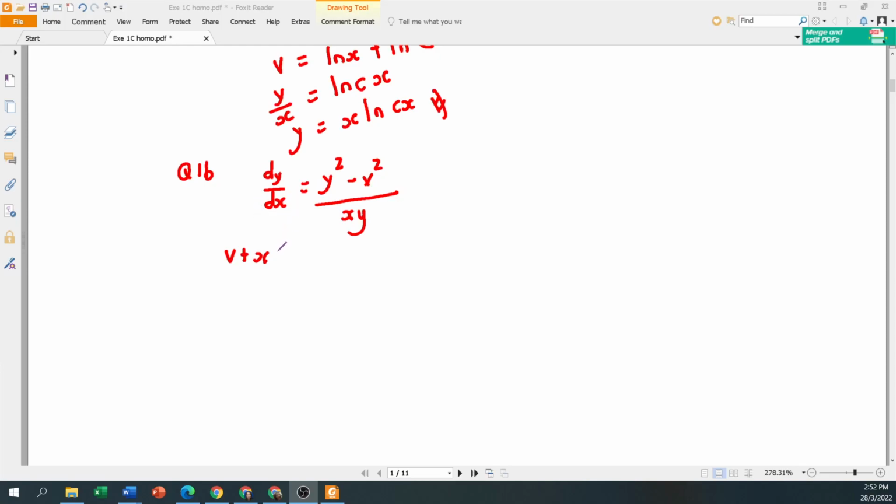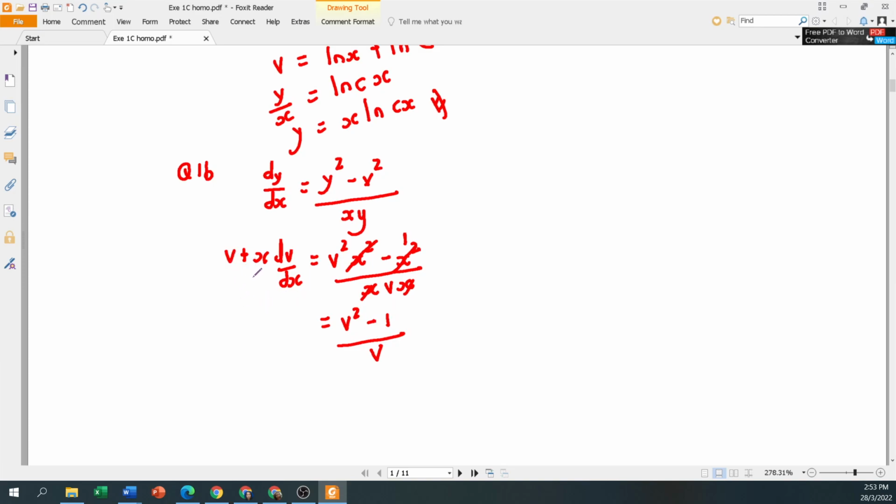So dy/dx is v plus x dv/dx. So y is vx. So this will be v squared x squared minus x squared. Y is vx, so you see here you got x squared, x squared. This one you have minus 1, because this one v squared times 1 you have v squared. So you cancel the x squared. This is you still have 1 here. Here you have v. So this one you have v squared minus 1 over v.